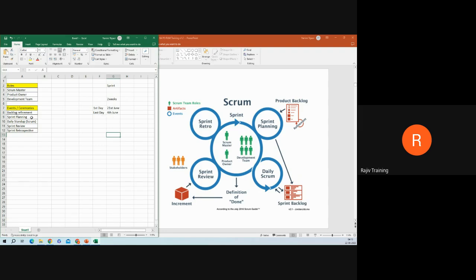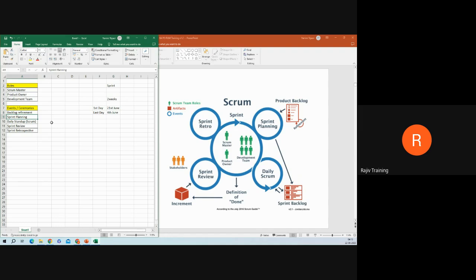Now let's come back to this. I'll talk about backlog refinement later. Sprint planning is a ceremony or event where we plan the work that needs to be done in these 2 weeks. Ideally, that should be the first thing that you do on the first day of the sprint. If you're starting the sprint on 21st June, you have to do this planning meeting on 21st June, first thing in the morning.